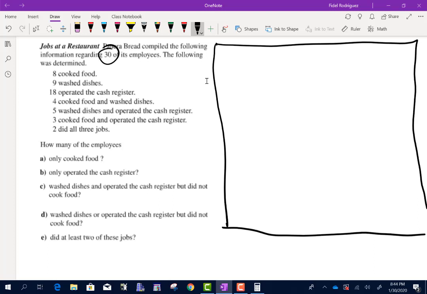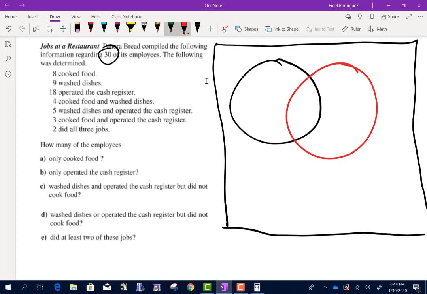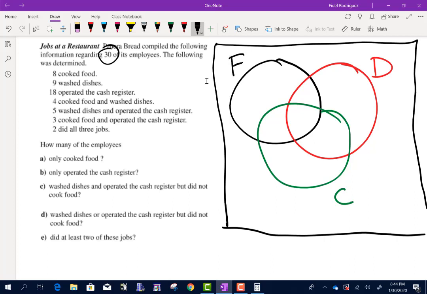We have 30 employees. So we have people who are cooking food, we have people who are washing dishes, and we have people who are working the cash register. So I'll go C for cash register, D for washing dishes, and F for cooking food.